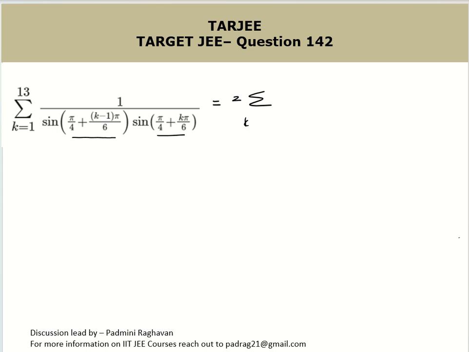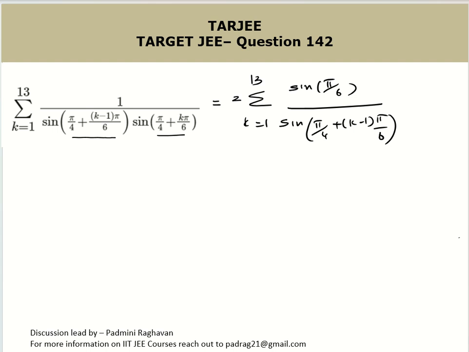Put a sigma k is equal to 1 to 13. Here I have a sine pi by 6, which is half. To adjust that half, I have put a 2 here. Inside I have a sine of pi by 4 plus k minus 1 times pi by 6 into sine of pi by 4 plus k pi by 6.